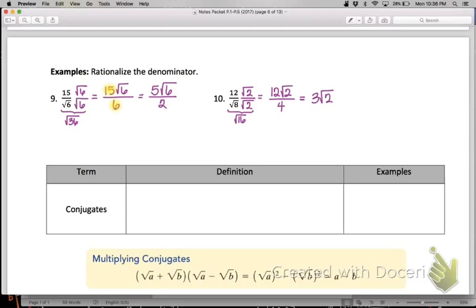I'll show you off here to the side. You would get 12 square root of 8 over 8, but the square root of 8, remember this is 4 times 2, so you'd get 12 times 2 root 2 over 8. Well, 12 times 2 is 24, and then 24 divided by 8 would still give you 3 root 2 when all is said and done. So you always want to make sure that you get all your radicals simplified and all your fractions simplified. If they're not, my math lab is going to tell you that it is incorrect.